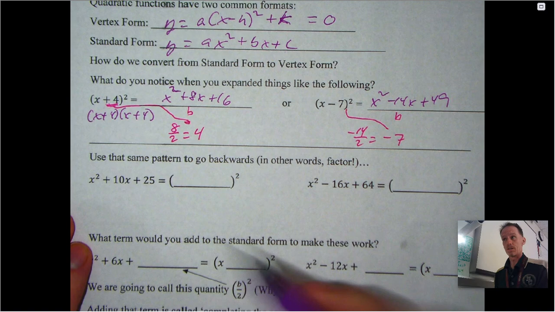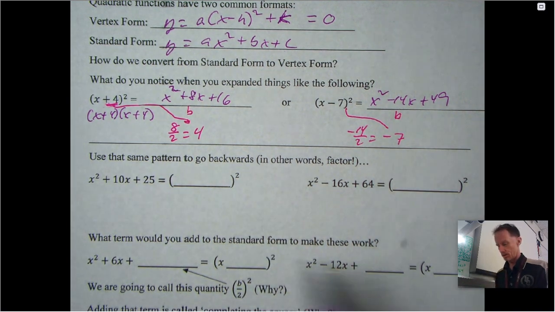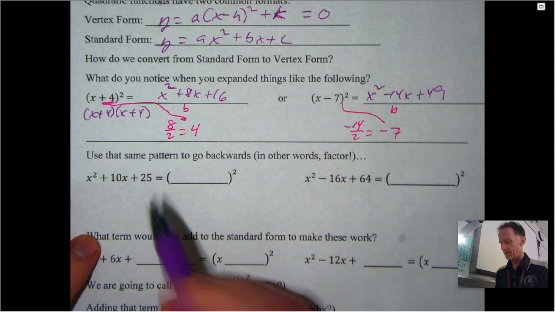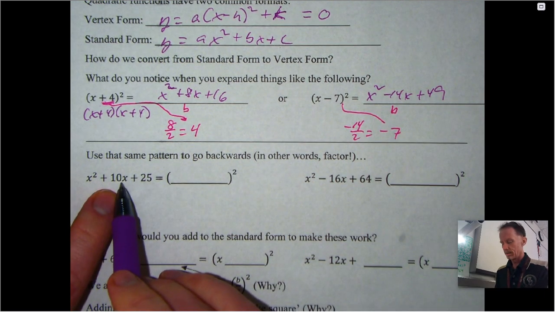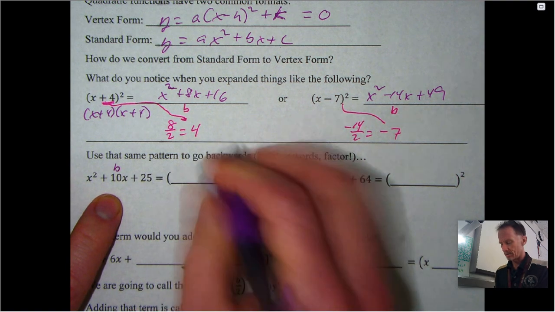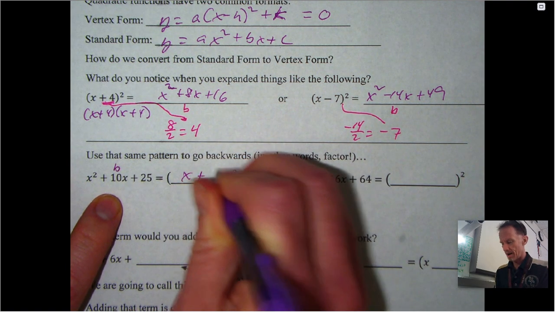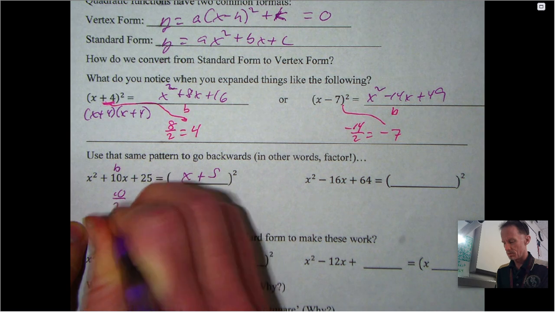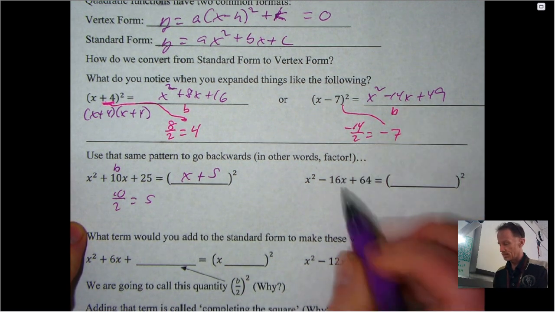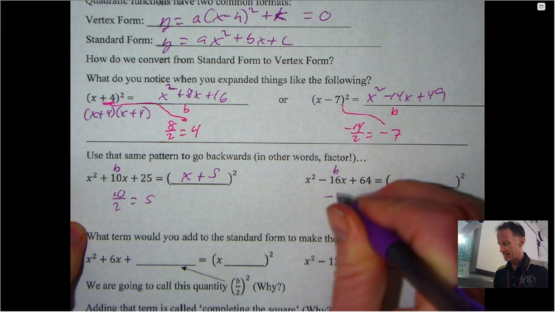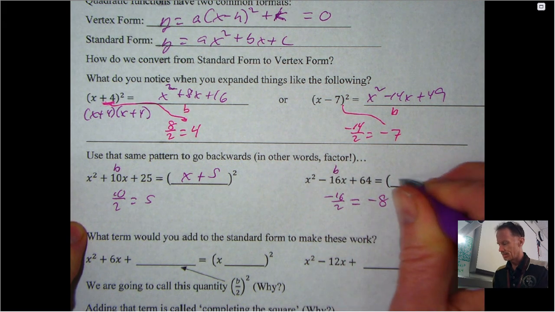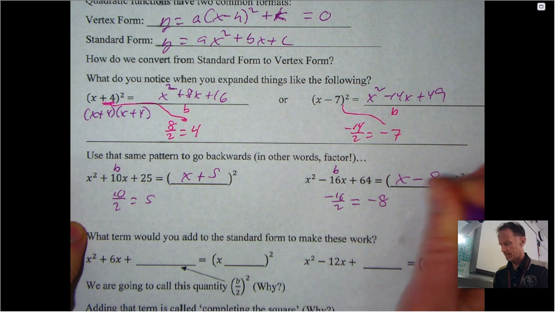Now, I know this is just factoring. You guys looking at this, I know how to do this without even saying anything, but think of the pattern. So here, if my b is 10, that tells me my pattern would be (x plus 5), because 10 over 2 is positive 5. Same thing here, since my b is negative 16, negative 16 over 2 is negative 8, so this would be factored out to (x minus 8).